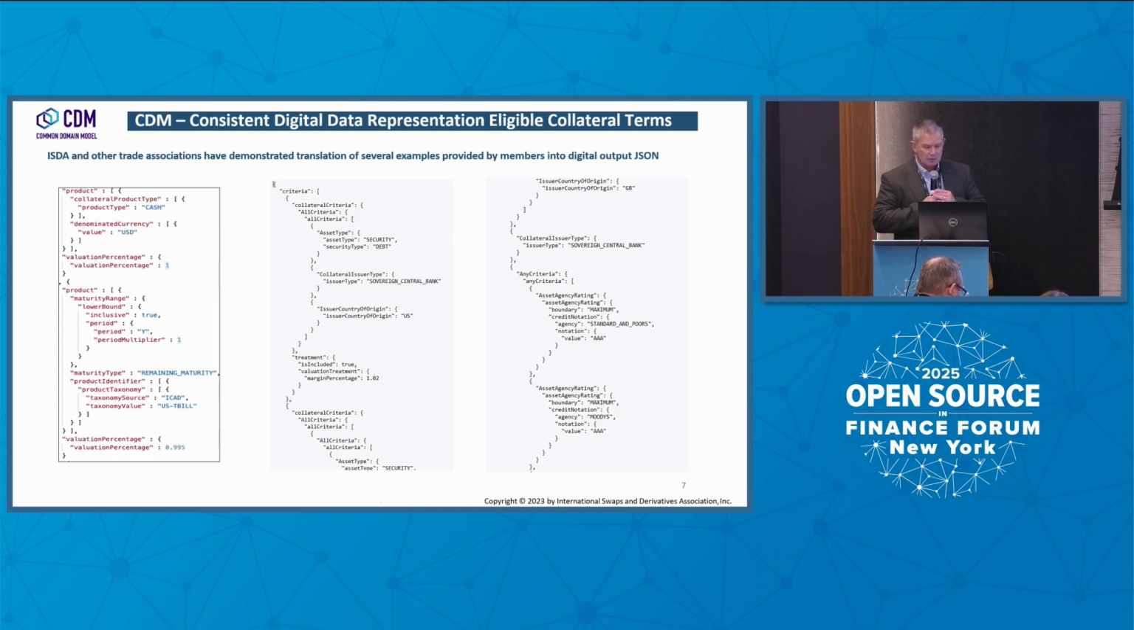And the CDM can produce this as standard code, and here we have some examples of eligible collateral schedule data as JSON extracts, showing them in the CDM data code.